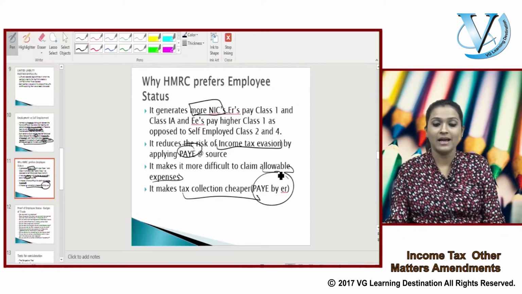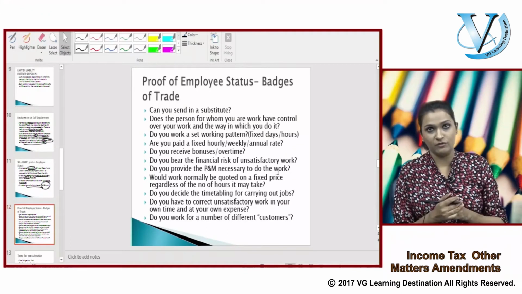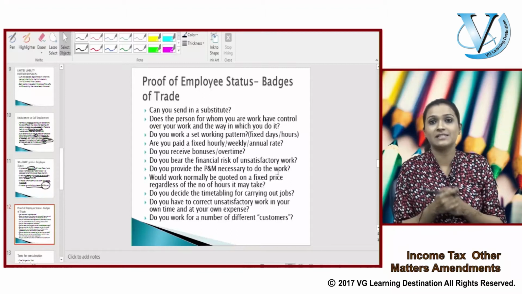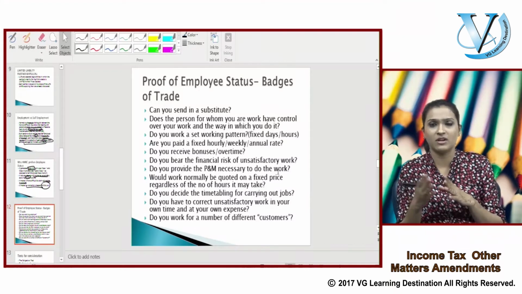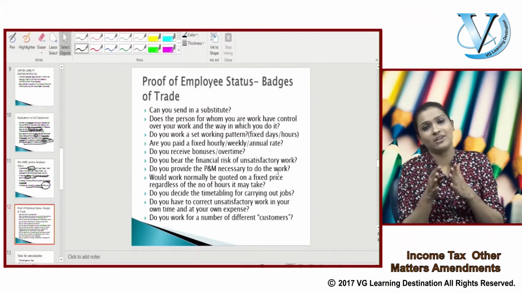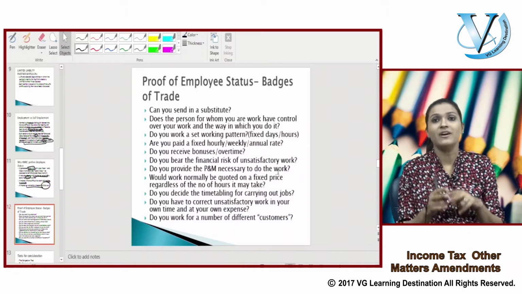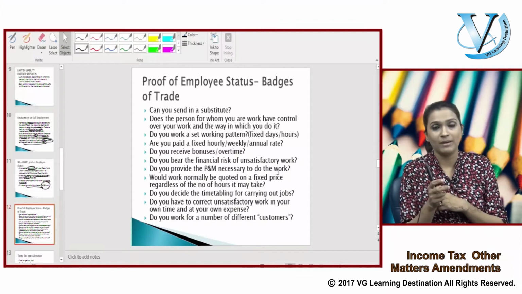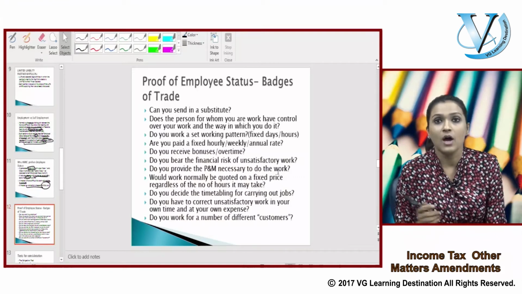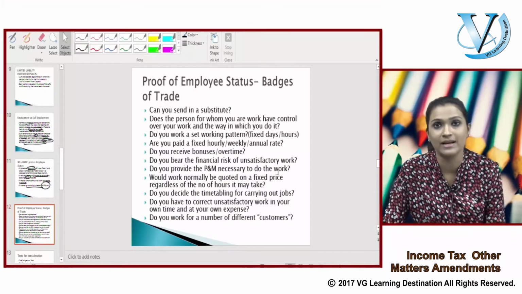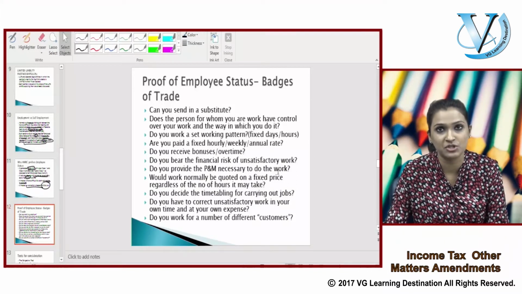Now let's have a look at when this confusion occurs, how do we actually resolve this confusion? How do we actually decide the status of a particular musician, technician, employee, a doctor, a nurse, what is the particular status of a particular assessee where there is ambiguity between the two roles of self-employed and employment? So definitely we need to ask ourselves a few questions in order to resolve whether my status is employed or is it self-employed. Now, can you send in a substitute?